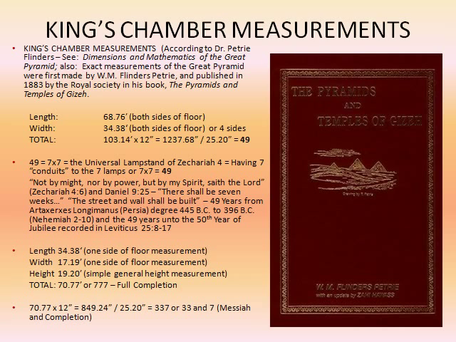Its width was 17.19 feet, doubled to 34.38 feet, that is both sides of the floor, or 4 sides, for a total of 103.14 feet, multiplied by 12 inches, equals 1,237.68 inches, divided by the sacred cubit measurement of 25.20 inches equals 49. 49 is equal to 7 times 7, the universal lampstand of Zechariah chapter 4, having 7 conduits to the 7 separate lamps on this universal menorah, or 7 times 7 is equal to 49.